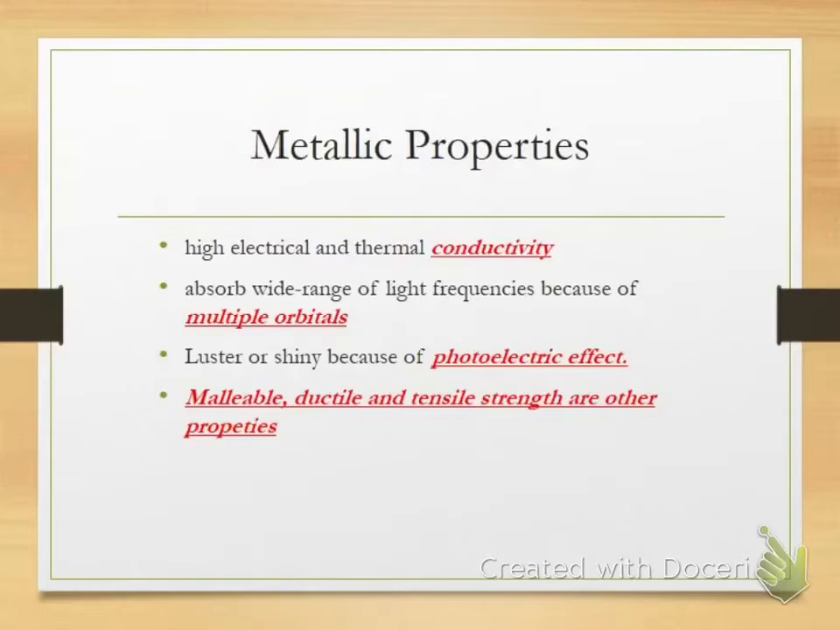The metallic properties, these are your classic ones: high electrical and thermal conductivity. They have luster, or they're shiny, because of the photoelectric effect, and of course they're malleable and ductile. Tensile strength is like how strong a wire would be. All because those electrons are flowing and able to move around over each other. That's why you can hammer metal out into a thin sheet and it doesn't break apart, because those electrons are able to move around.